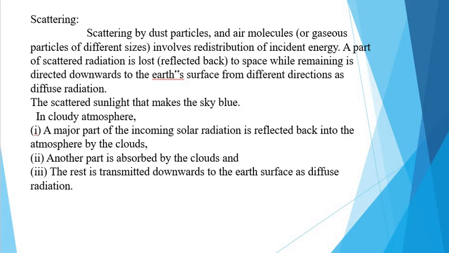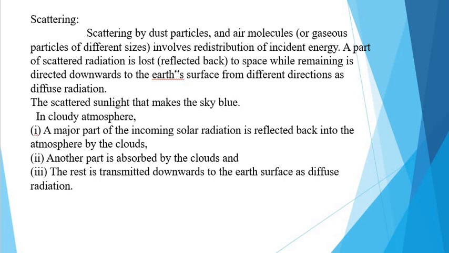Scattering. Scattering by dust particles and air molecules involves redistribution of incident energy. A part of scattered radiation is lost to space while the remaining is directed downward to the Earth's surface from different directions as diffuse radiation. The scattered sunlight makes the sky blue.